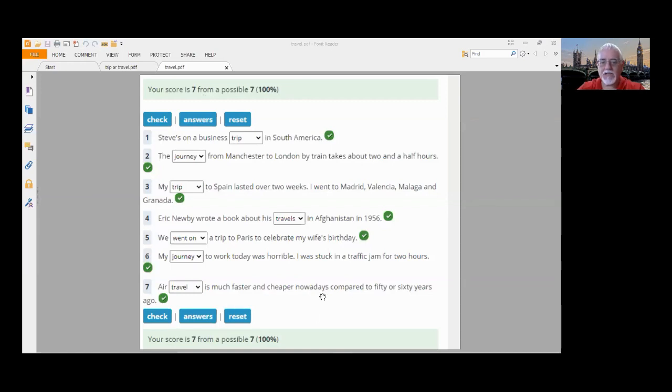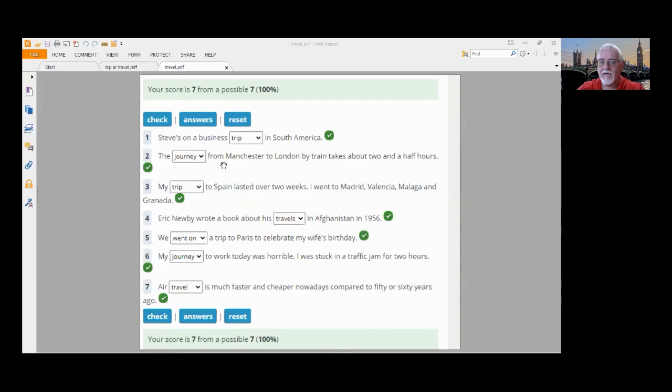Okay, so let's take a look at this PDF, which I hope will make it clearer for you when to use travel, when to use trip, and when to use journey. Okay, so we can see here there were 7 questions in this questionnaire. Now that I've completed them, they're going to be statements. So let's have a look. Steve's on a business trip in South America. We do not say Steve's on a business travel, okay? Steve is on a trip, and this is used as a noun, business trip.